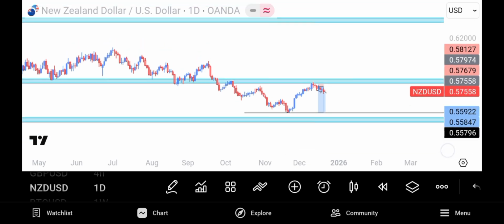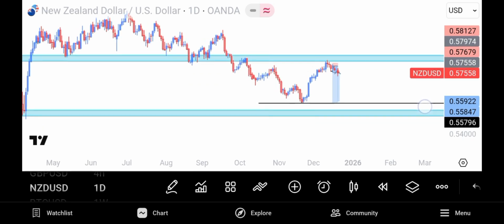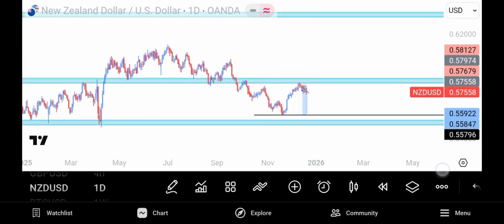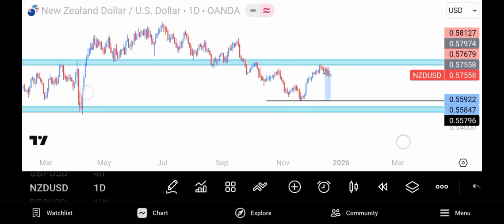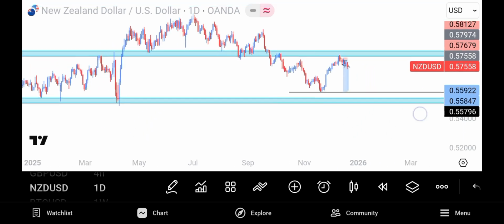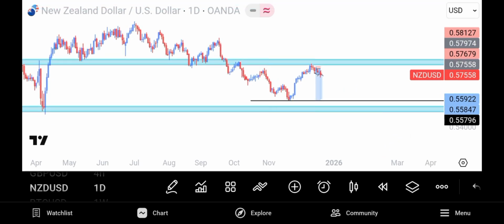So first off, we're going to be looking at just one pair to start off the channel, NZDUSD. I'm not going to be doing too much, just a recap on how I perceive or see the market. First off, we're going to be doing a top-down analysis, which is how I approach the market. I want to show you how I caught the sells on NZD/USD.